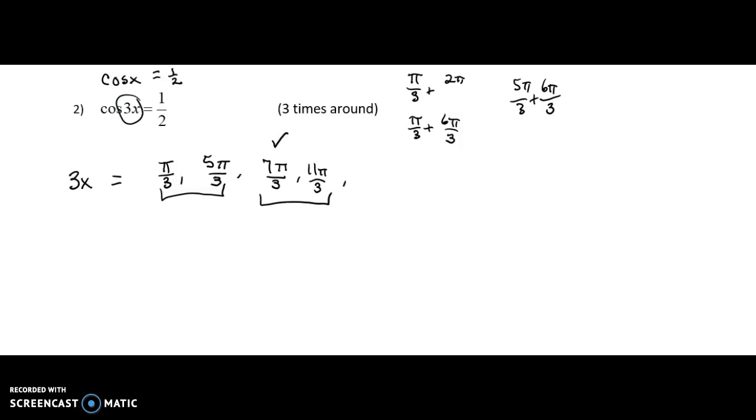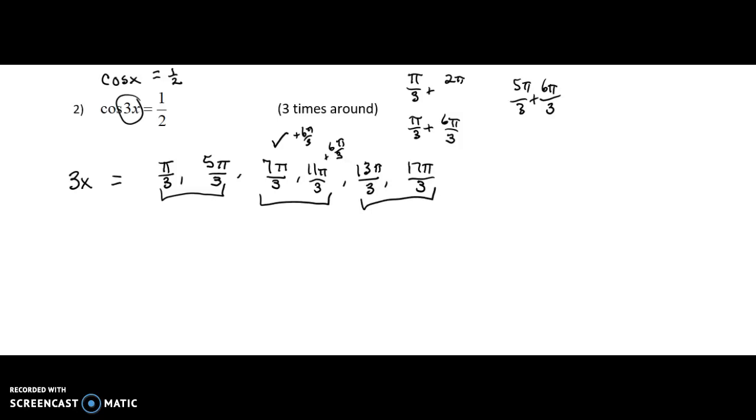Now we'll take 7 pi over 3 plus 6 pi over 3. That would give us 13 pi over 3. And 11 pi over 3 plus 6 pi over 3 would give us 17 pi over 3. That's the third time around the circle.